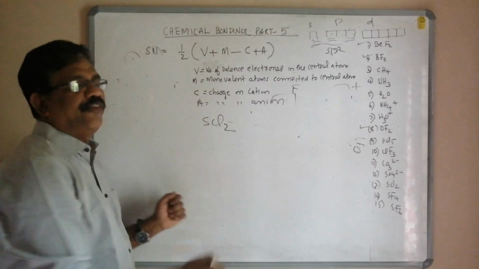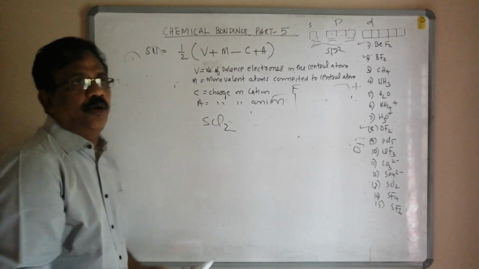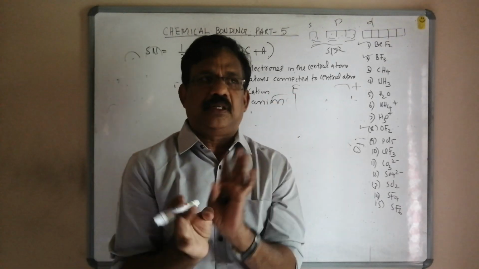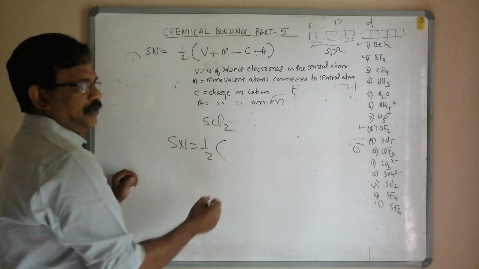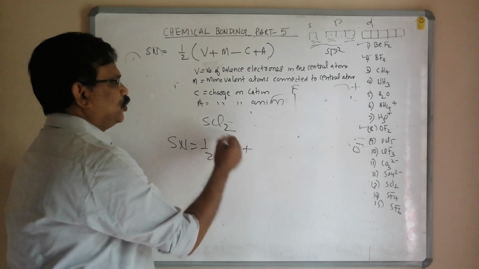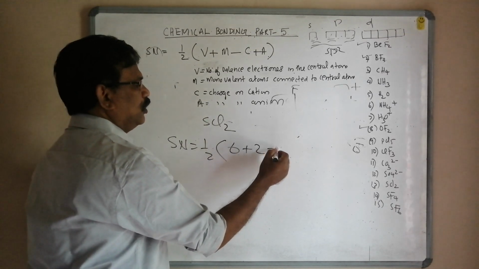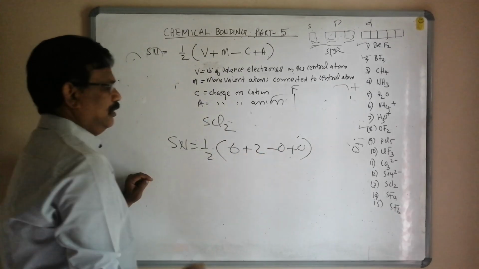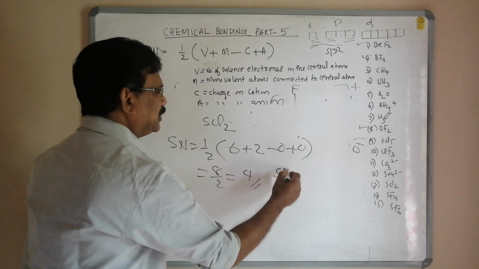SCl2, sulfur dichloride. So central atom sulfur: how many hybrid orbitals are present around the sulfur? That is the steric number. So steric number is equal to half into 6 plus 2 monovalent atoms. Chlorine is a monovalent halogen. So 2, neutral molecule, minus 0 plus 0, 8 by 2 is equal to 4. So hybridization, sp3 hybridization.